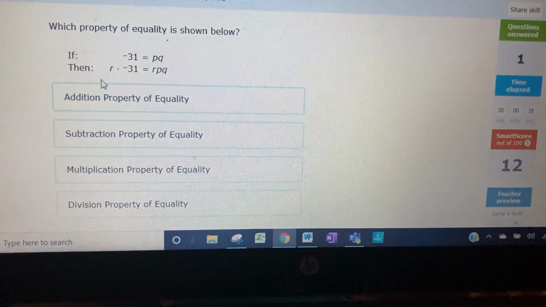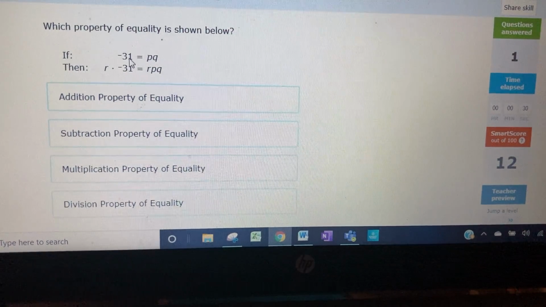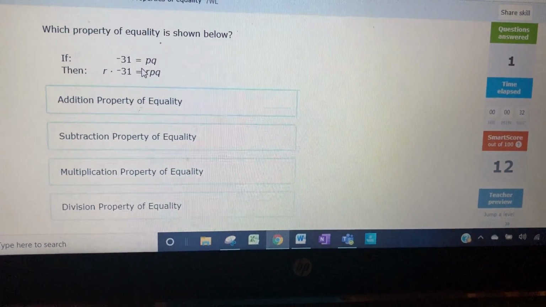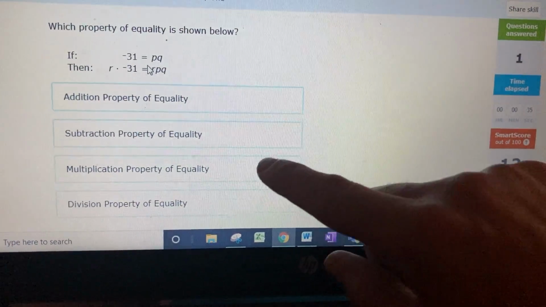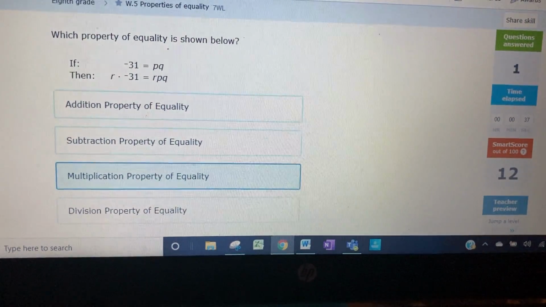Okay, what's different? Both sides. So here you had negative 31, now you have r times 31. So the new thing is it's being multiplied by r. So that, again, is the multiplication property.